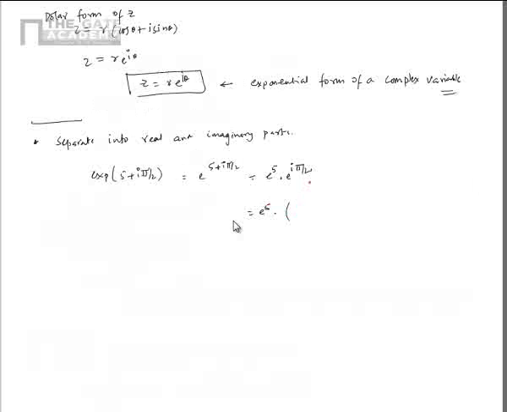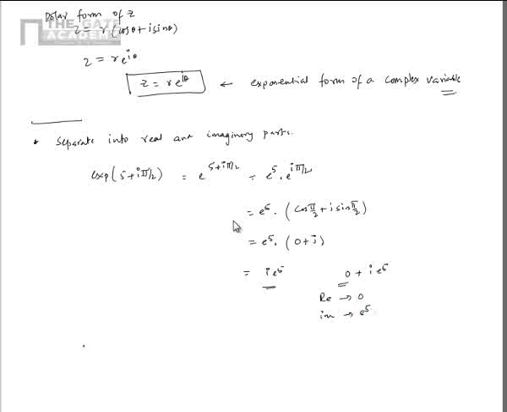e power 5 stays as e power 5. e power i theta is cos theta plus i sin theta. So this can be written as e power 5 times cos 90, which is 0, plus i sin 90, which is 1. So I can write i e power 5. So the real part is 0, imaginary part is e power 5. So this is how you can expand.